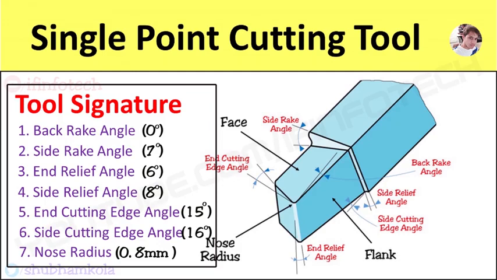Here are the 7 elements that comprise its signature of single point cutting tool and are always stated in following order. A typical tool signature is shown here.